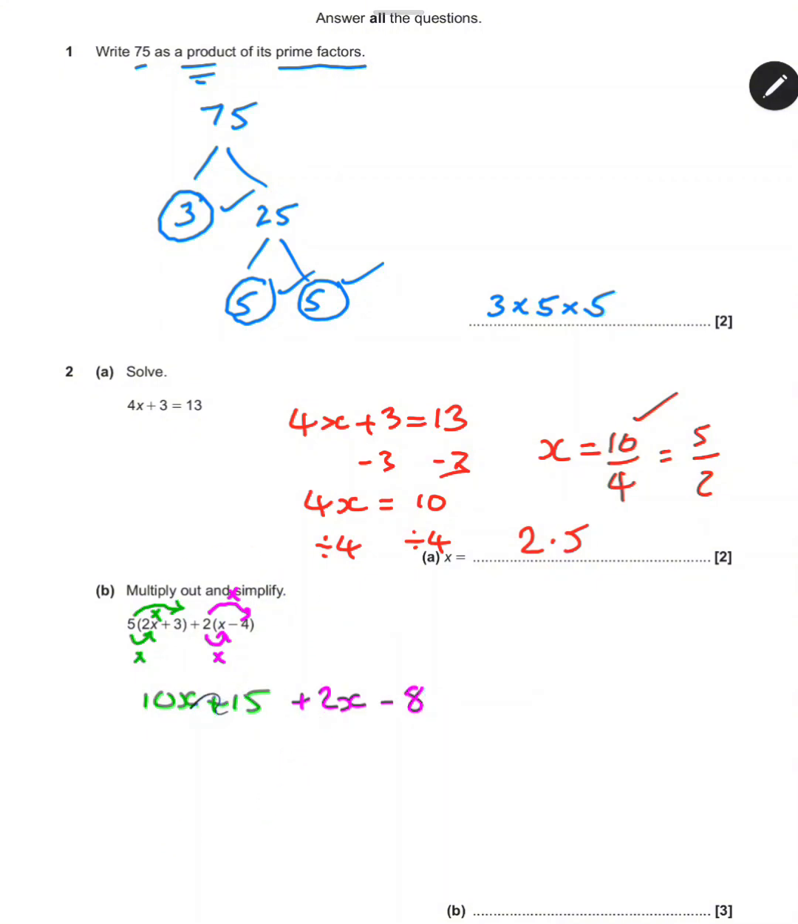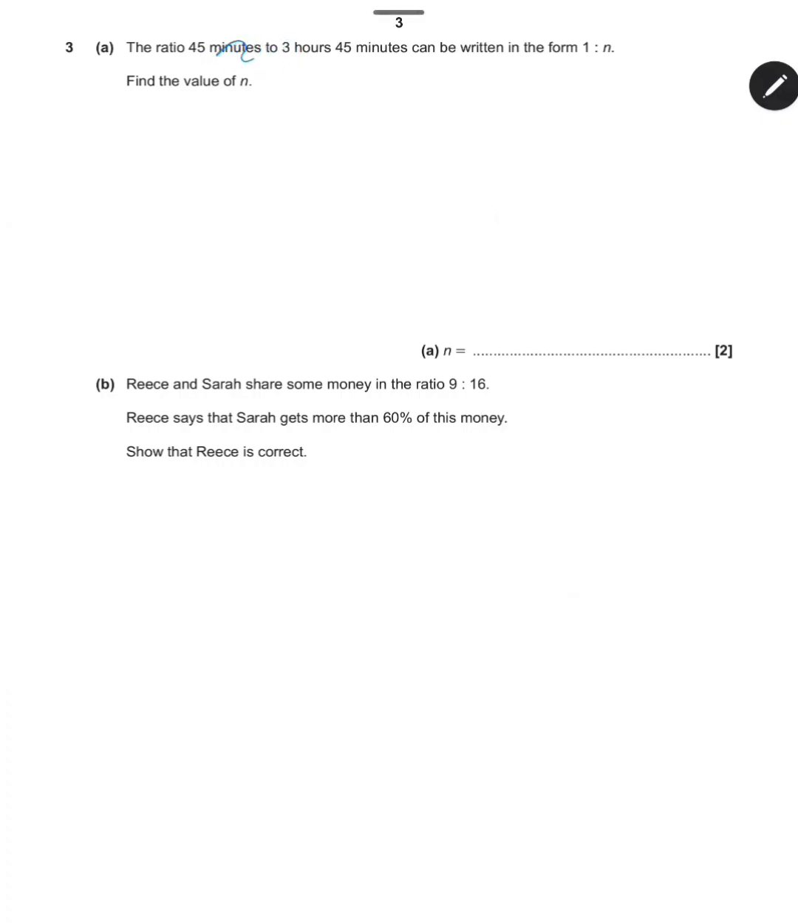We now just need to simplify. If you've got 10x, add 2x, you've got 12x. And positive 15, take away 8, would be positive 7. So question 3, and here we've got some times, 45 minutes and 3 hours 45 minutes, and they're in the ratio, or we're looking for the ratio 1 to n.